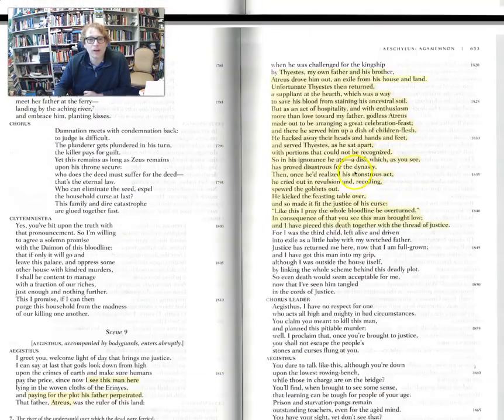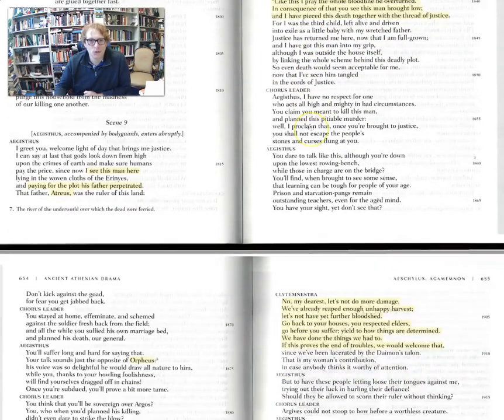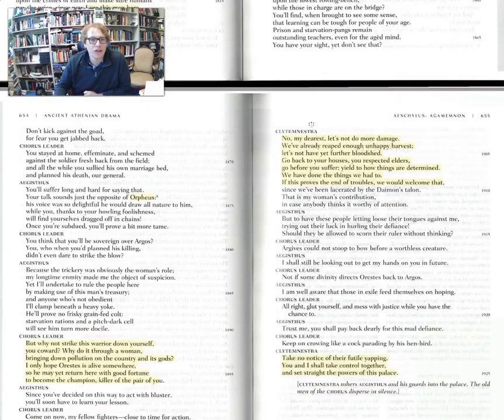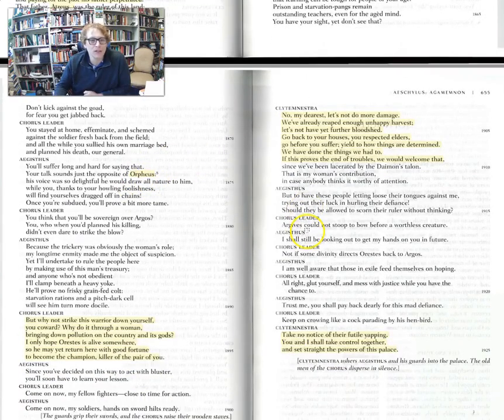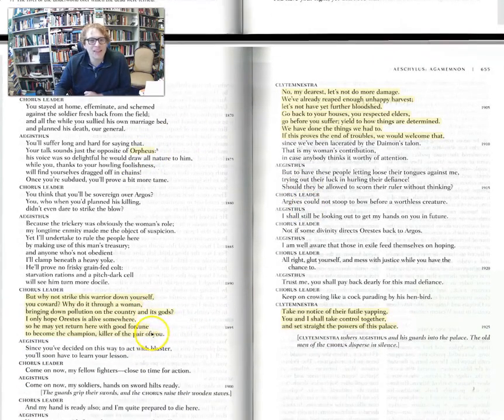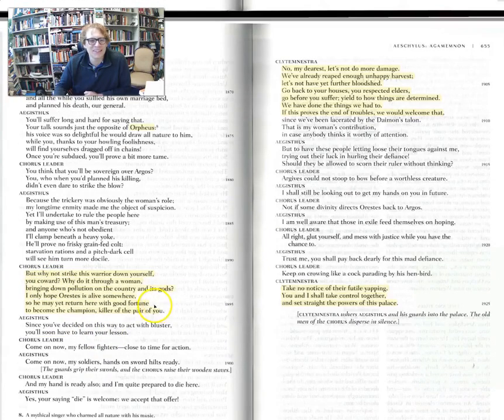Just for the sake of time, I'm going to jump over this very important speech. But it goes into what Aegisthus was forced to do or tricked into doing. A little reference to Orpheus. I love the myth of Orpheus. And then they pick on Aegisthus, and it's really interesting. Aegisthus is a very interesting, almost funny character in some ways, because he's poking at the chorus. And Clytemnestra has an interesting point.